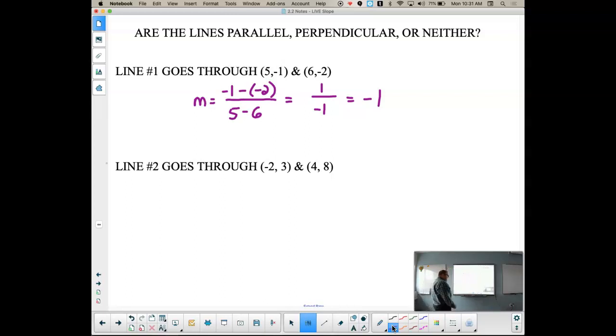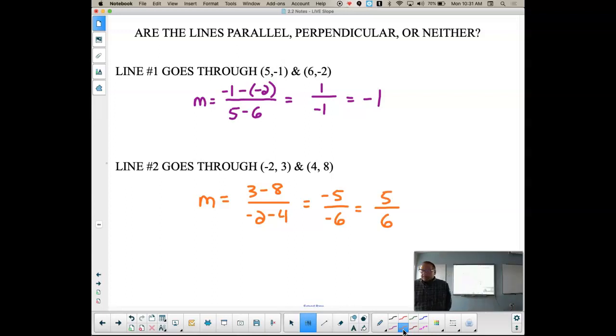Slope of the second line. So now we have to go 3 minus 8 all over negative 2 minus 4. 3 minus 8 is negative 5. Negative 2 minus 4 is negative 6. That reduces to positive 5/6, because a negative divided by a negative is a positive.